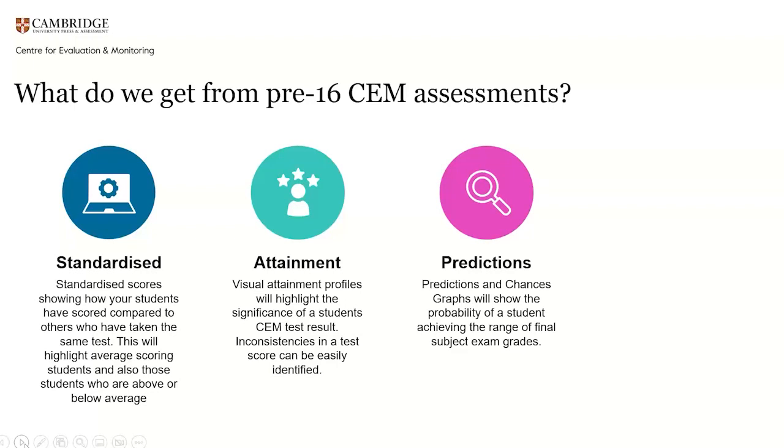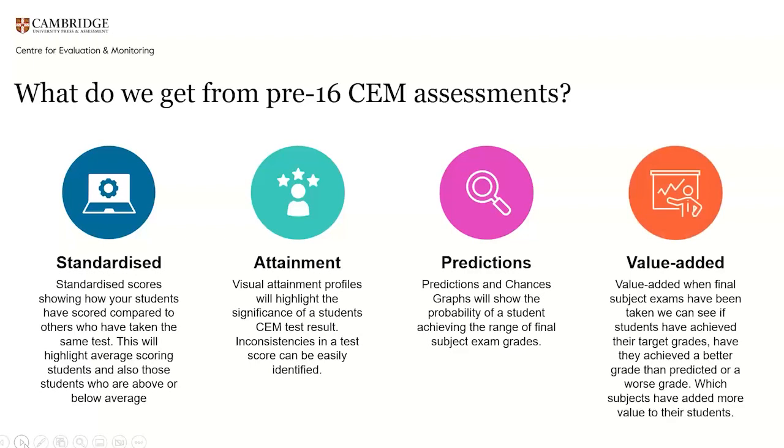And you'll also be provided with predictions, and those predictions again are provided in a table format, so you can see what the predictions are for GCSE subjects in a number of different subject areas. But in addition to that, you also get the chances graphs, which will show the probability of a student achieving the full range of final subject exam grades. So what percentage probability is there of this student with this particular baseline score achieving a level 1, 2, 3, all the way up to 9.